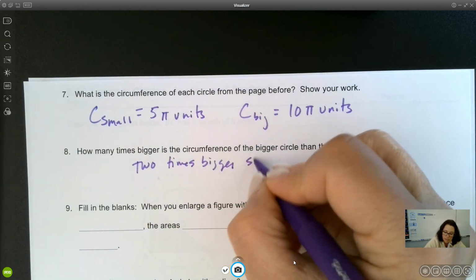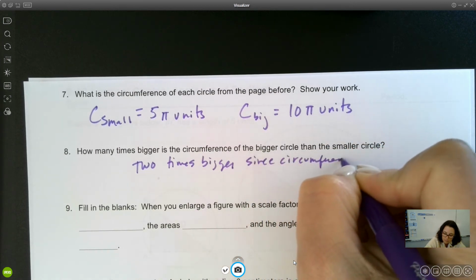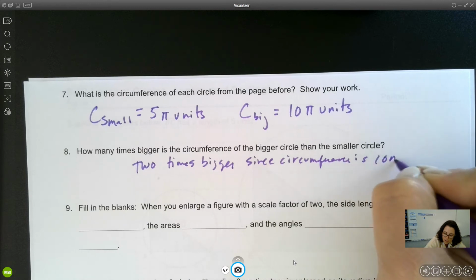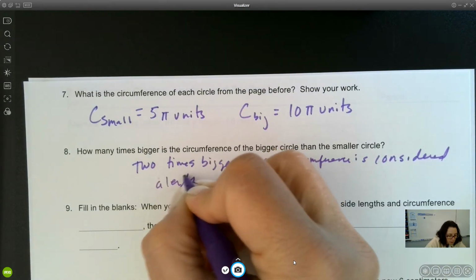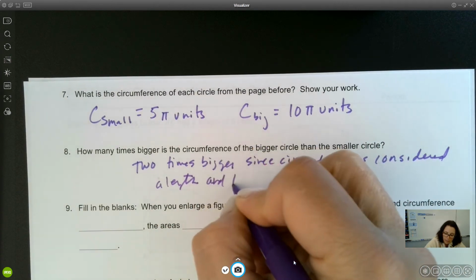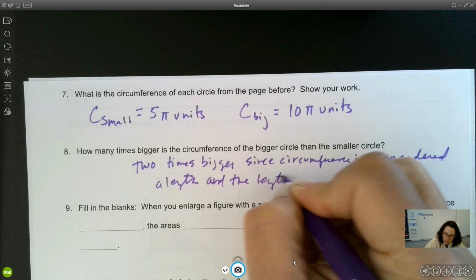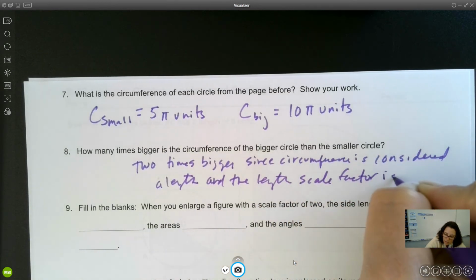Okay, since circumference is considered length and a length scale factor, the length scale factor is 2.